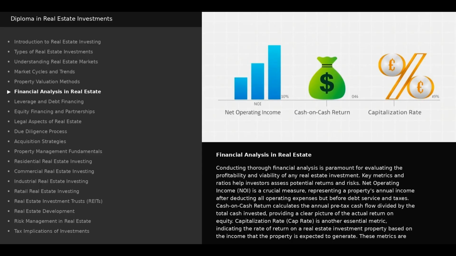Capitalization rate, cap rate, is another essential metric, indicating the rate of return on a real estate investment property based on the income that the property is expected to generate. These metrics are vital for comparing different investment opportunities and making informed decisions.